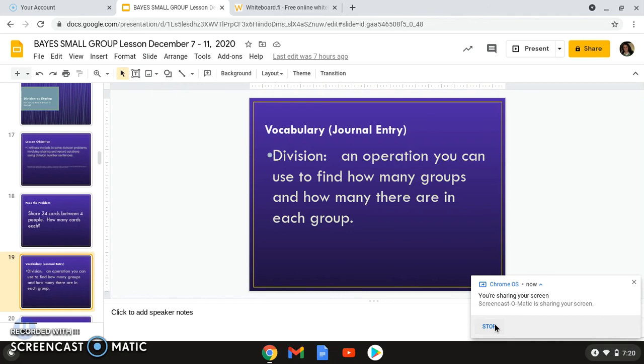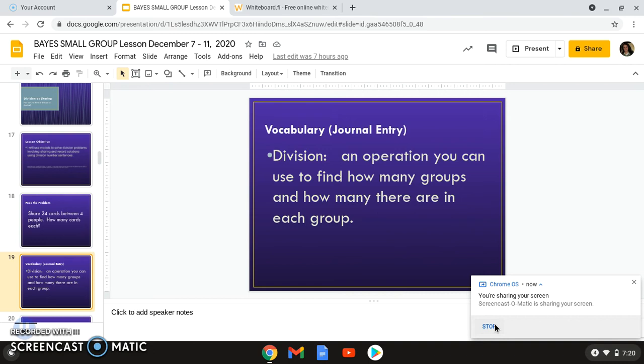So let's quickly go over the vocabulary word that we had yesterday. If you didn't take the opportunity to write that down in your math journal, go ahead and do that now. We're going to talk about the word division. That's our vocabulary word. It's an operation you can use to find how many groups or how many there are in each group. Again, we're either looking for how many groups or how many are in each group. Now remember, there are 4 operations in math: addition, subtraction, multiplication, and division.